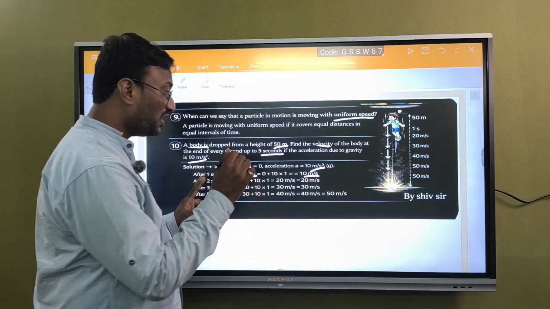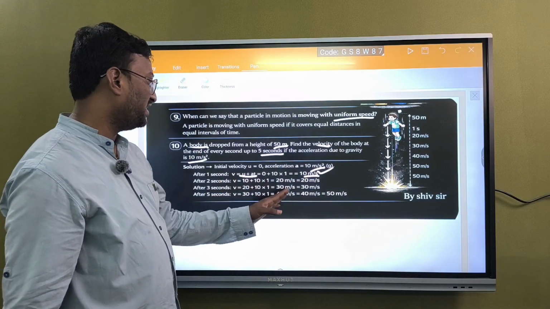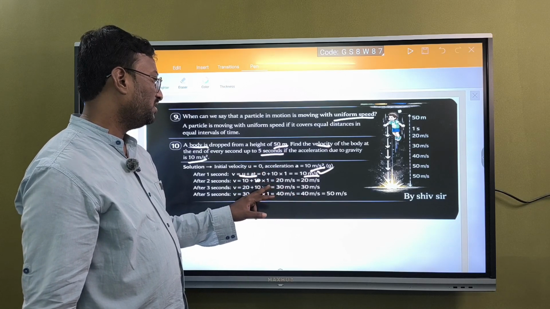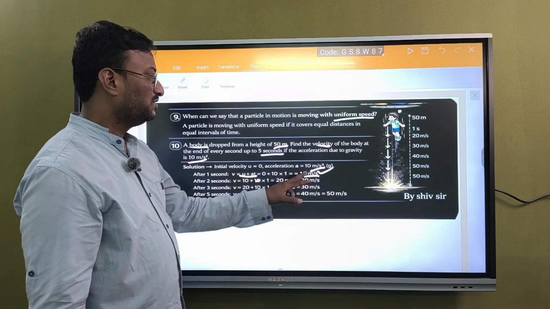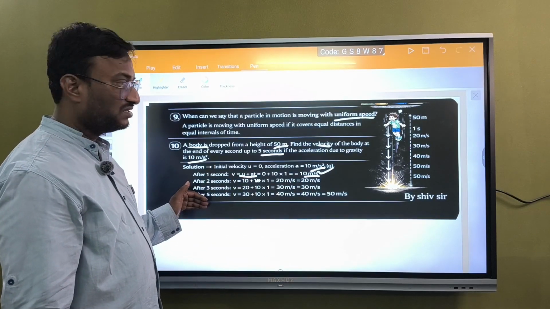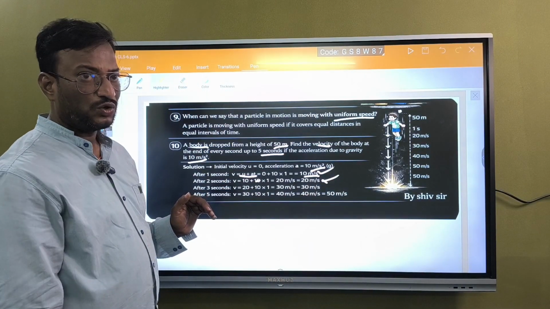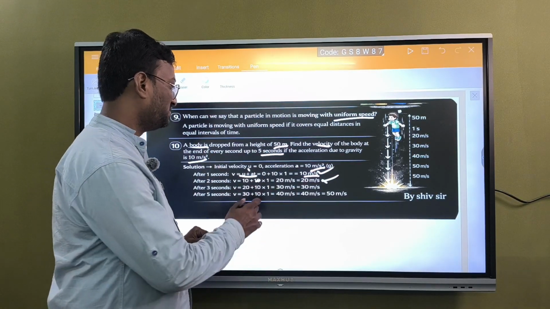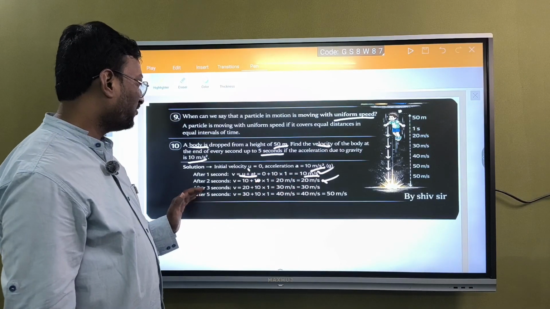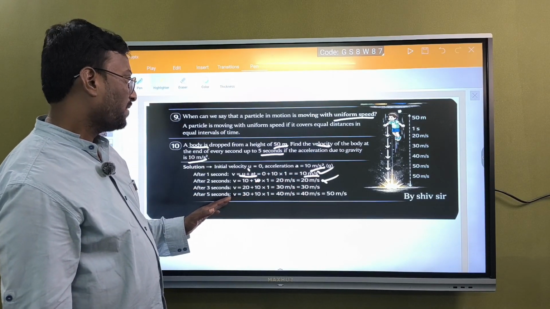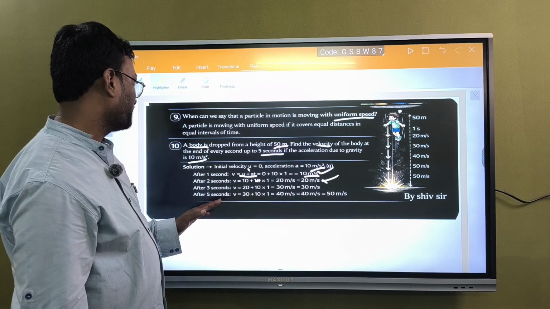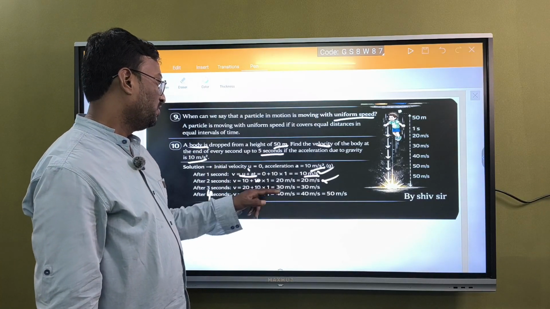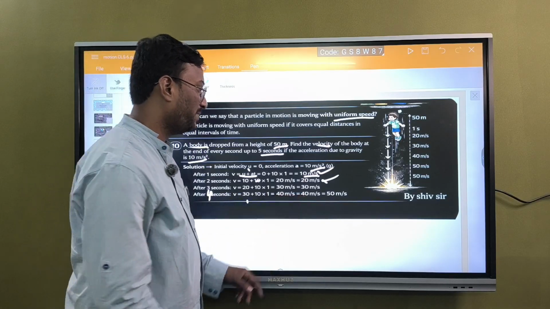After 2 seconds the initial velocity will be 10 meter per second. So v is equal to u plus at, v is equal to 10 plus 10 into 1, 10 plus 10 is 20 meter per second. After 3 seconds the initial velocity becomes 20 meter per second, 20 plus 10 into 1 is 30 meter per second. After 4 seconds, not 5 seconds, it is 4 seconds, the initial velocity is 30 plus 10 into 1, that is 40 meter per second.